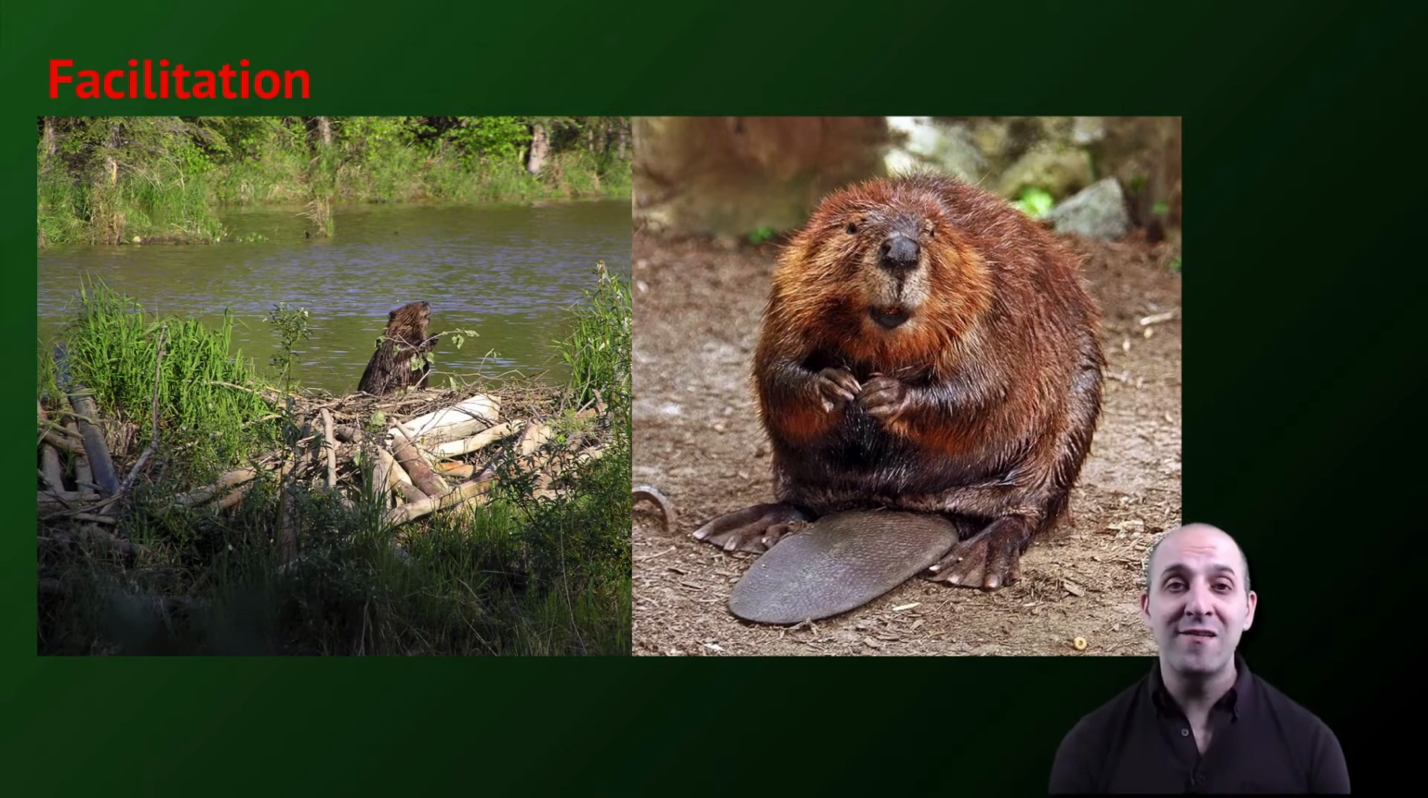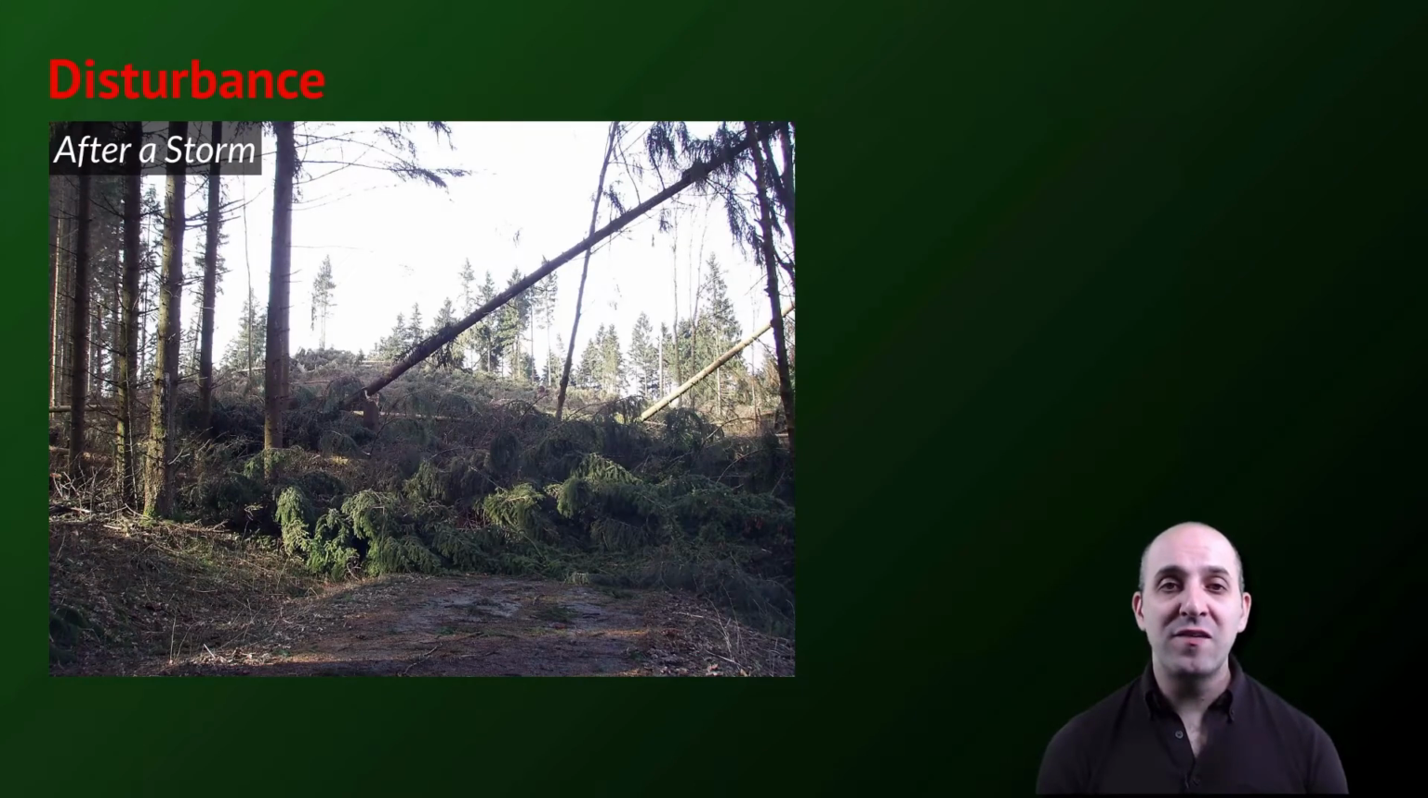This is a great example of facilitation, wherein species in an ecosystem make additional niches in that ecosystem present and available through their actions in the environment. The other major types of changes that we see in ecosystems come about as a result of disturbances, and disturbances can be anything that disrupts the overall structure of the ecosystem.